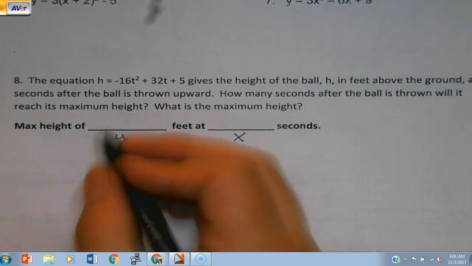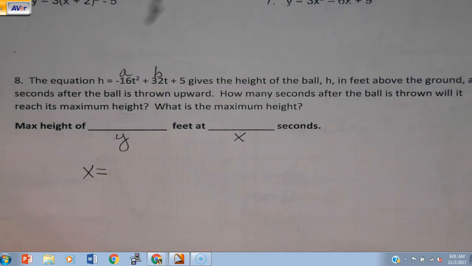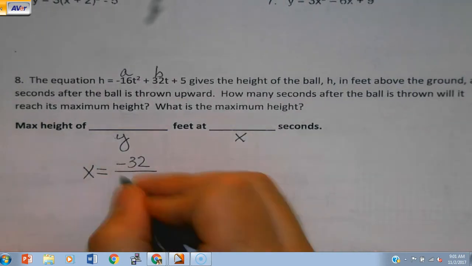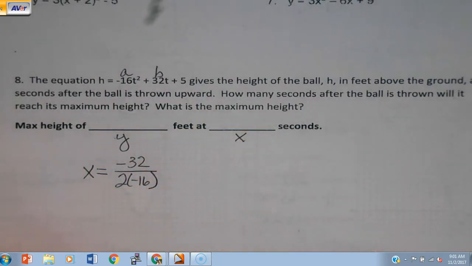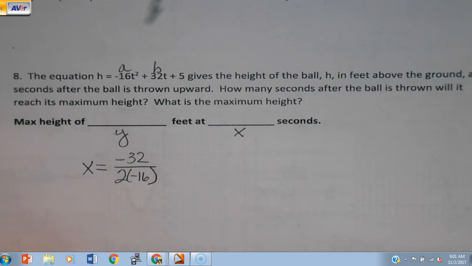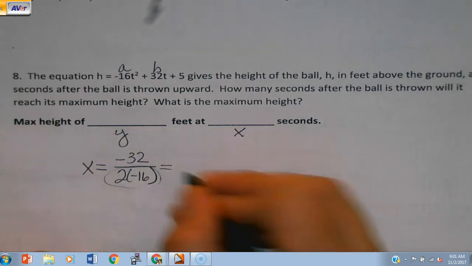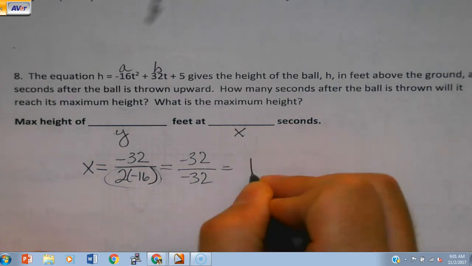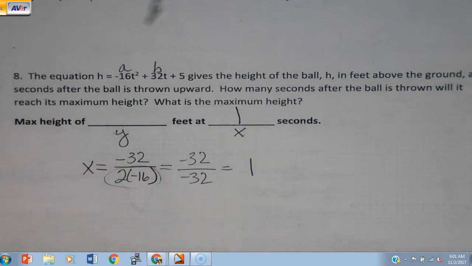Follow the yellow sheet. X equals, there's my B, there's my A. Opposite of B over A. Do not get careless with your calculator. If you're going to go to the calculator, you do this first, get your answer, then divide. So it's going to reach its maximum height after 1 second. That's not very long.